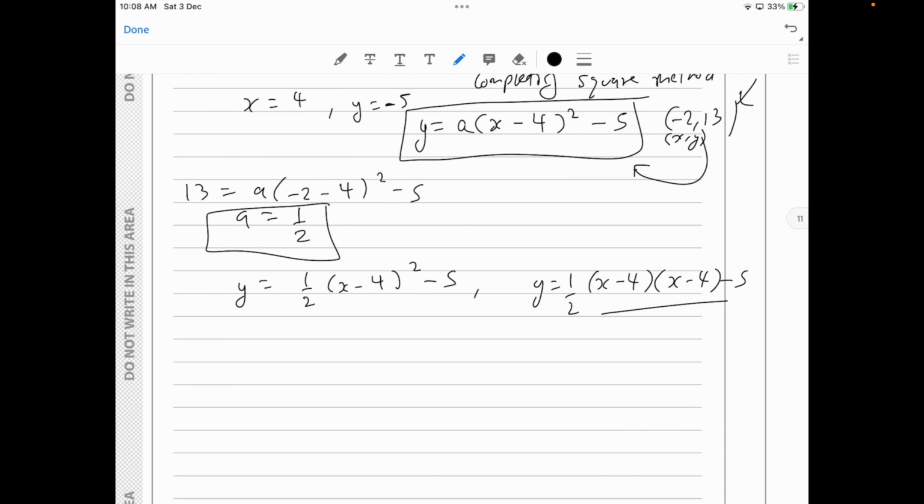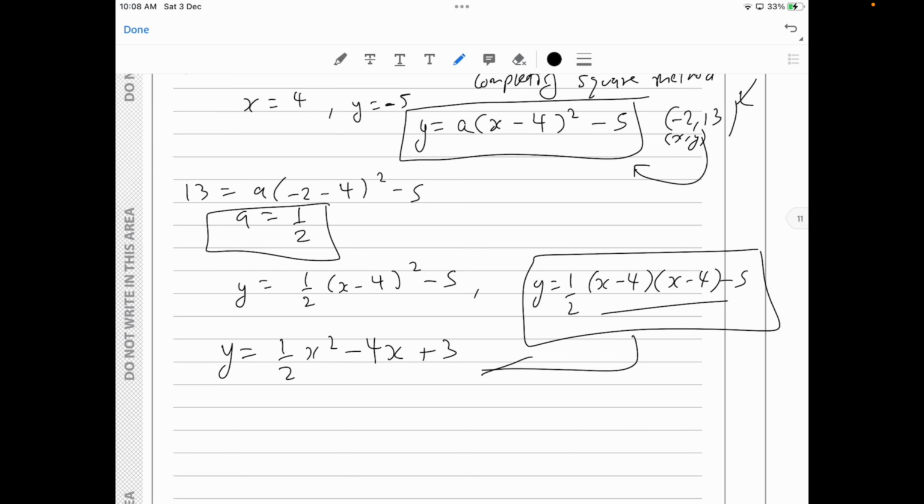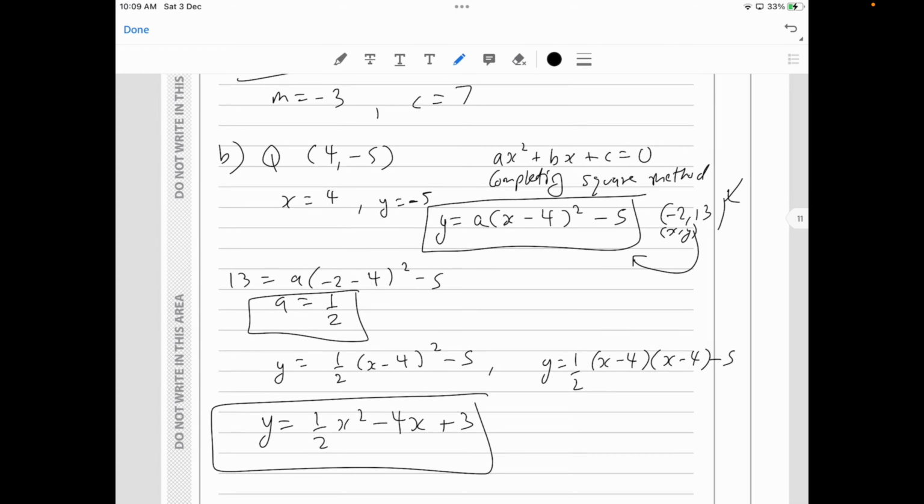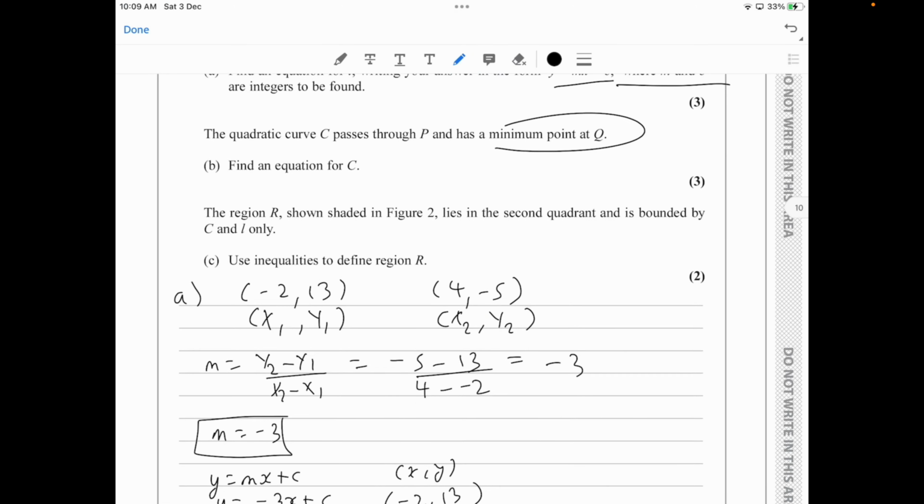The simplified version, I'm just going to write it down. It just becomes y equals half x squared minus 4x plus 3. Once you simplify this, it should become this final quadratic equation. That's the quadratic equation that you must write down. This is your final answer that you must get when you expand the brackets. Alright, so this seems to be for part B.